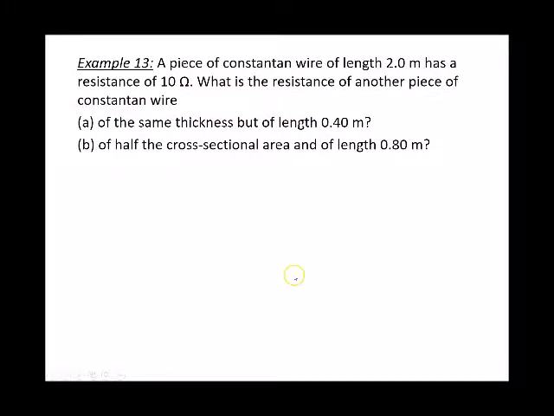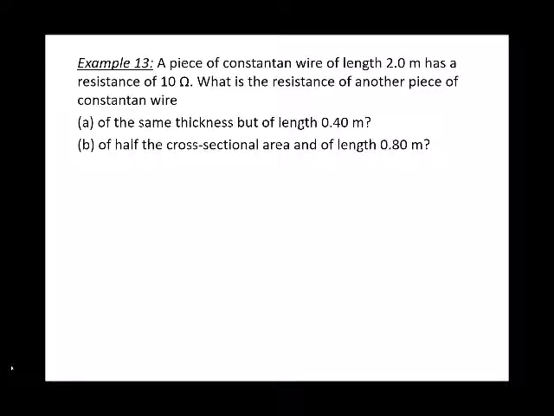Next I will go through some examples with you, example 13, 14, 15, 16, and 17. It will be good if at this point you pause the video and try the examples yourself first. Then come back to the video to see the answers, or the solution. Let's take a look at example number 13.